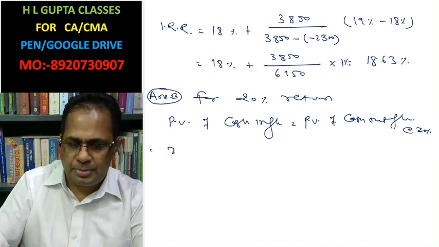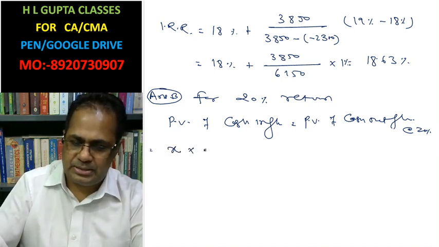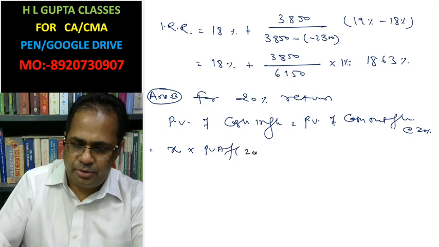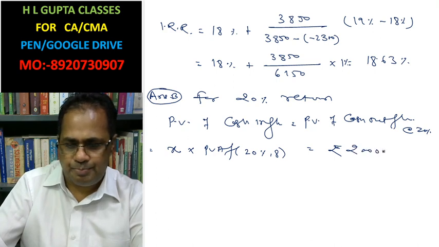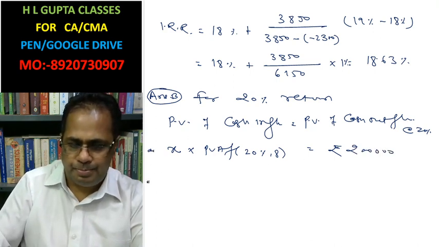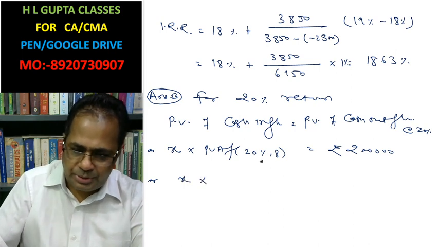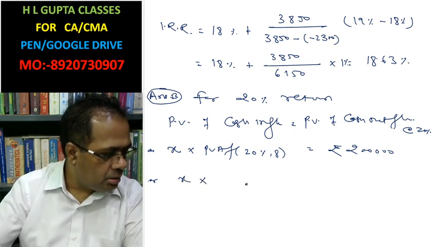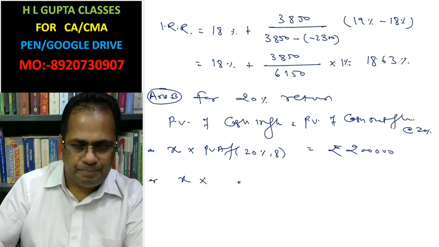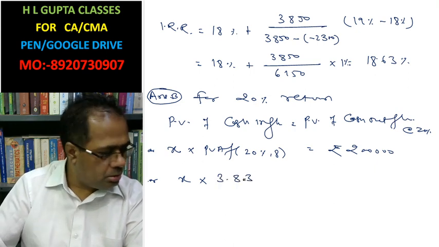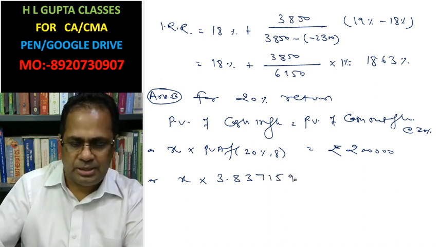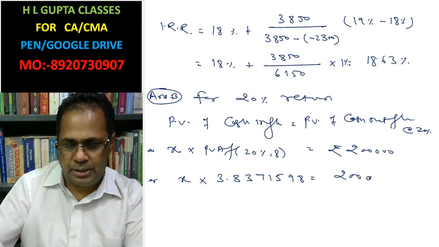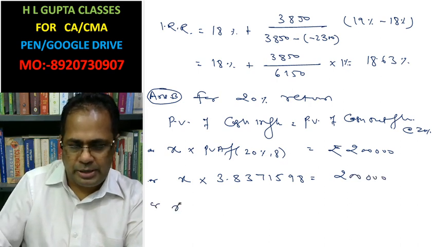What is the present value of cash inflow? Let us assume X. Present value annuity factor at 20%, 8 years, that is 3.83. So X into 3.83 equals rupees 2 lakh, or X equals the annual lease rent, 71598 rupees.